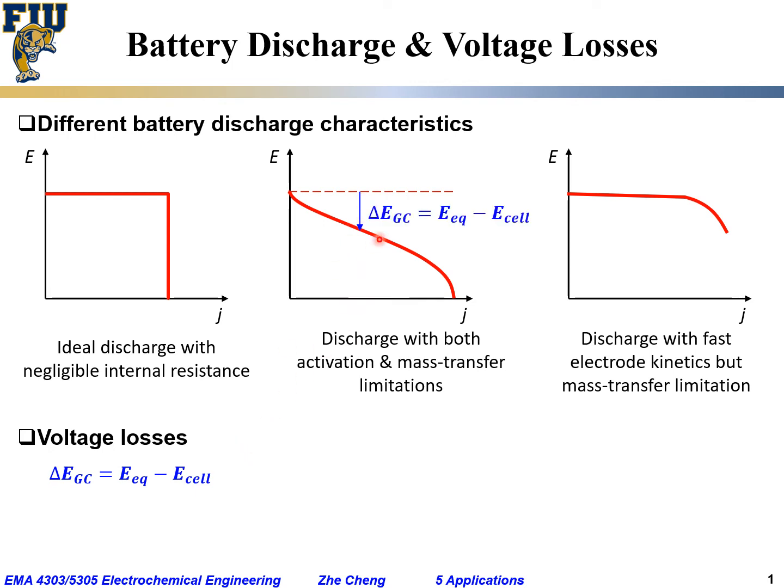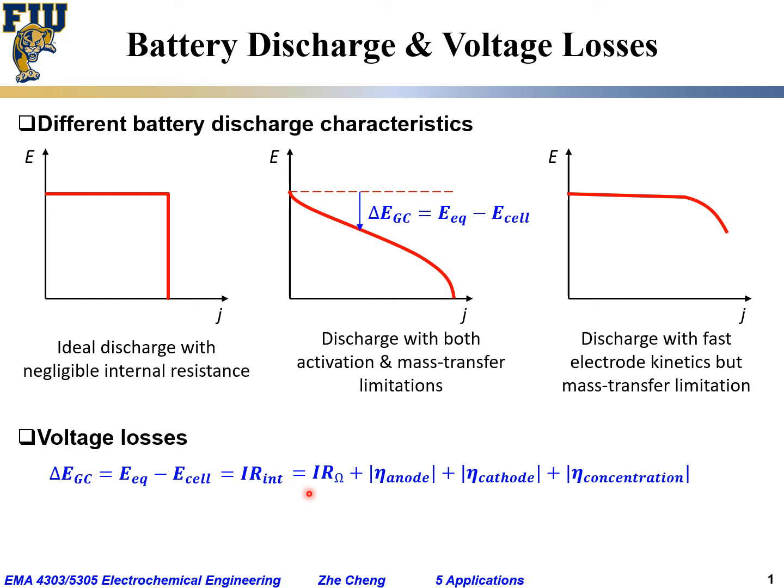And then this voltage drop is between the equilibrium parallel line versus the actual, which is the solid red line. Okay, and then from what we learned before, this voltage drop would just be the current times the cell internal resistance, this battery internal resistance.